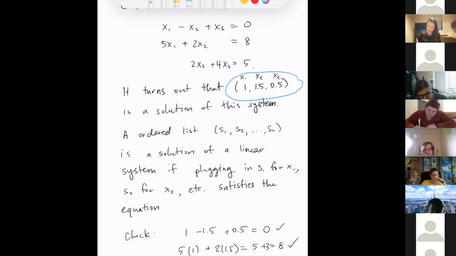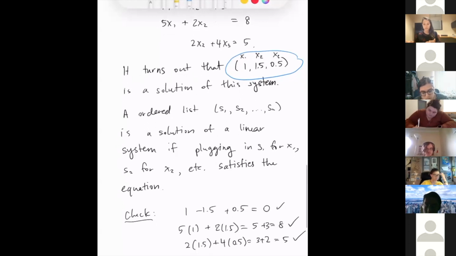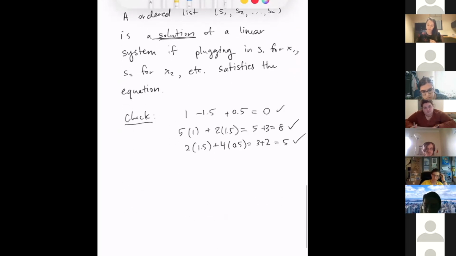And then we can check the last one, so 2 times 1.5 plus 4 times 0.5. This will simplify to 3 plus 2, which is 5. Right? Okay, so this is a solution. Right, so that's all it means for something to be a solution. Okay, this is the definition.